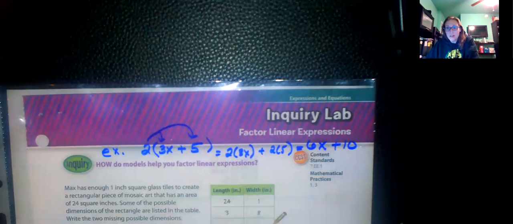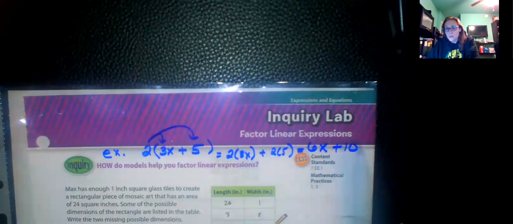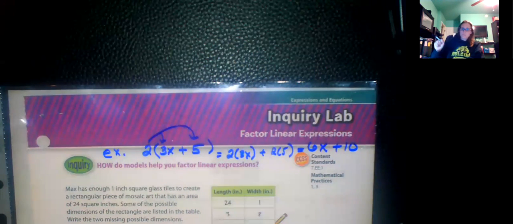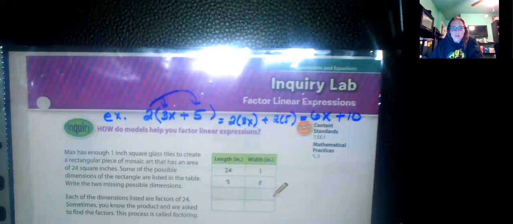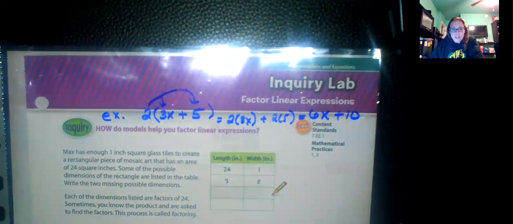Factoring is working backwards. So you're going to start with something that looks like the 6x plus 10 and go back to the part with the parentheses. Okay? So we're going to learn how to do that. So it says, how do models help you factor linear expressions?